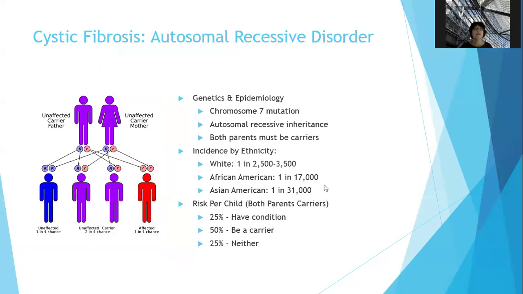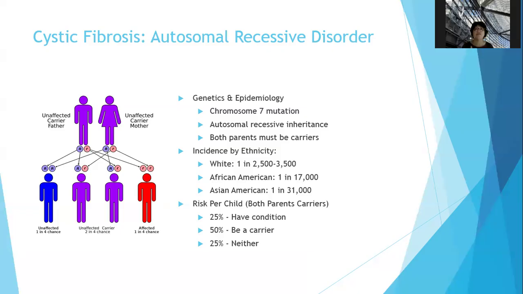Cystic fibrosis is an autosomal recessive disorder. So both parents have to be carriers. Both parents have to be heterozygous for the allele. It's a mutation on chromosome 7. Interestingly enough, the professor that I had human biochemical genetics with was the one who discovered the cystic fibrosis gene. So that's interesting to me.